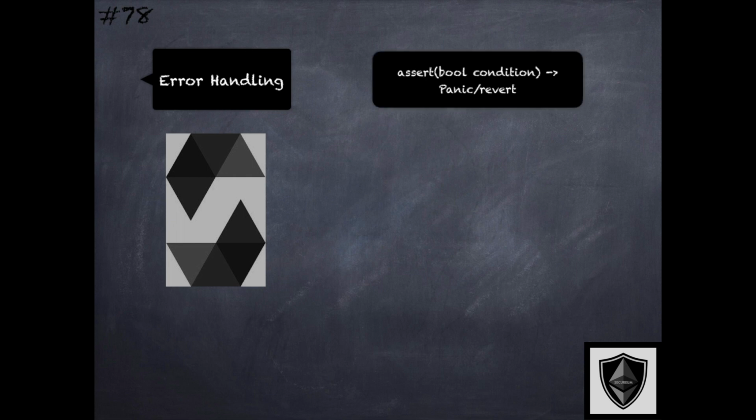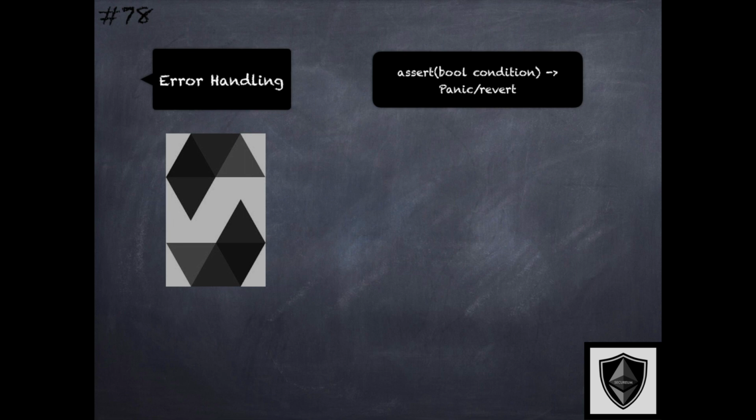Solidity supports multiple primitives for error handling. The first set of primitives are functions that let the developer assert or require certain conditions to be held. The assert primitive, for example, specifies a condition as its argument, and if that condition is not met, if it evaluates to false during runtime, then a panic error is raised.